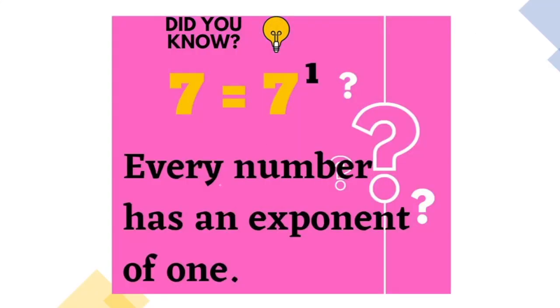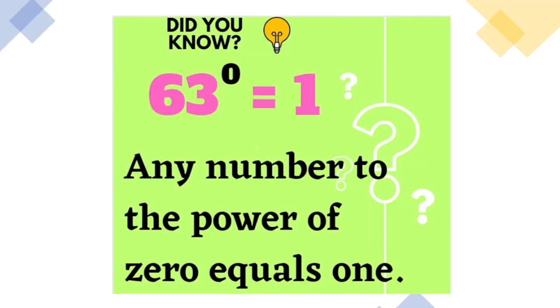Every number has an exponent of 1. If it's written without an exponent, let's say you have 75, it's actually 75 to the power of 1. Or 9, it is actually 9 to the power of 1. Because it's 9, the value is 9. Okay, any number to the power of 0 is equal to 1. 45 to the power of 0 is 1. 7 to the power of 0 is 1.